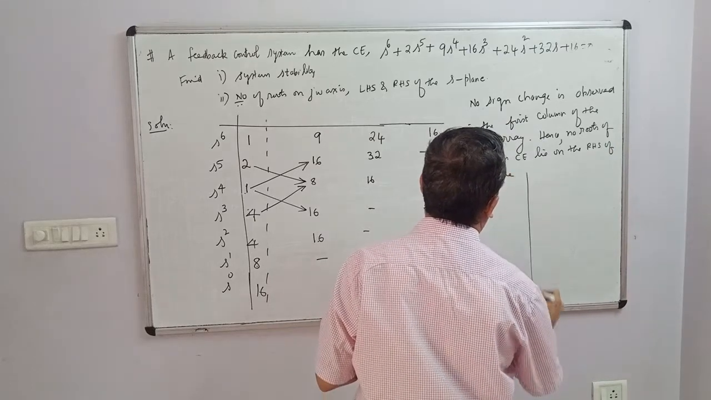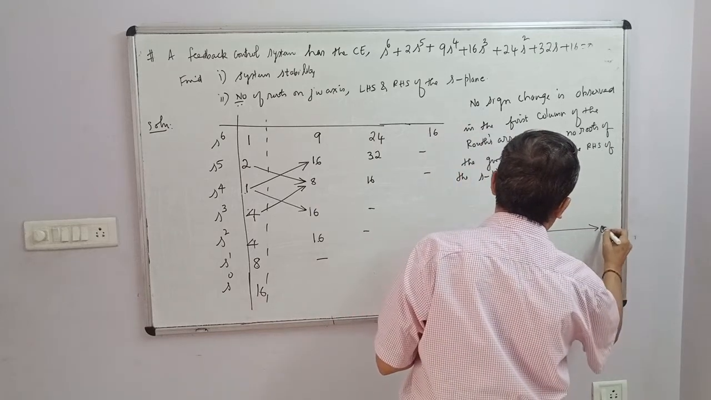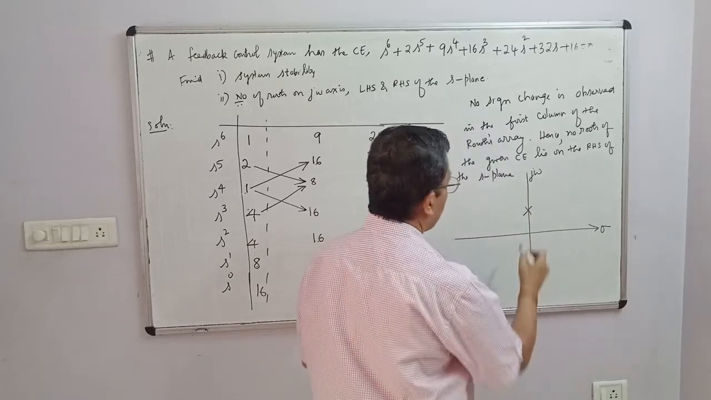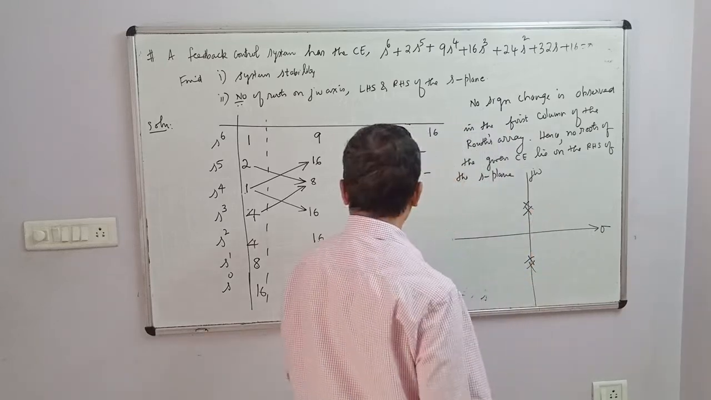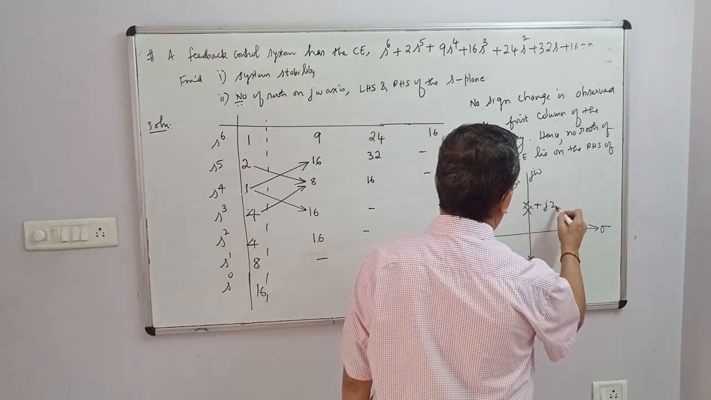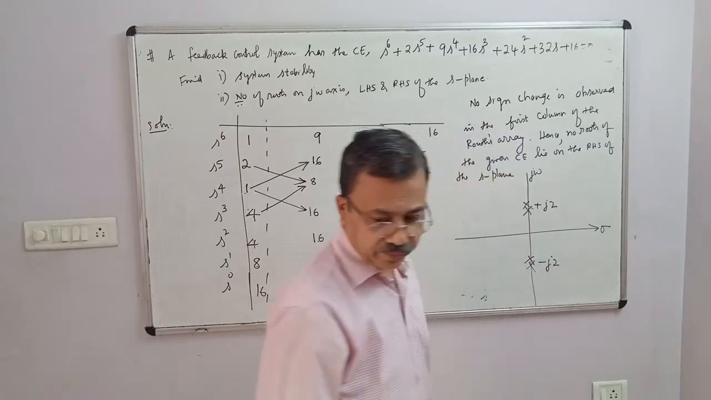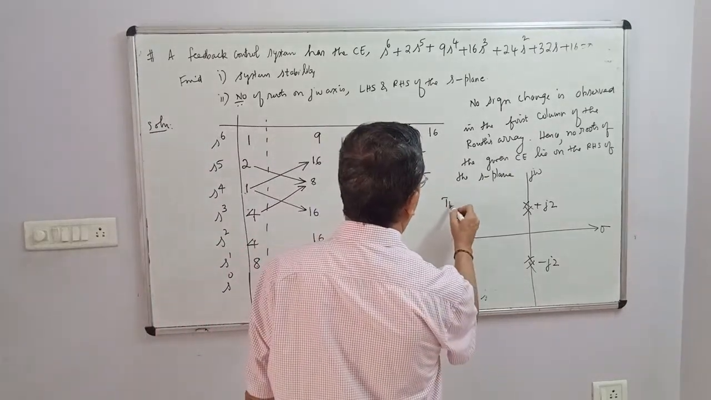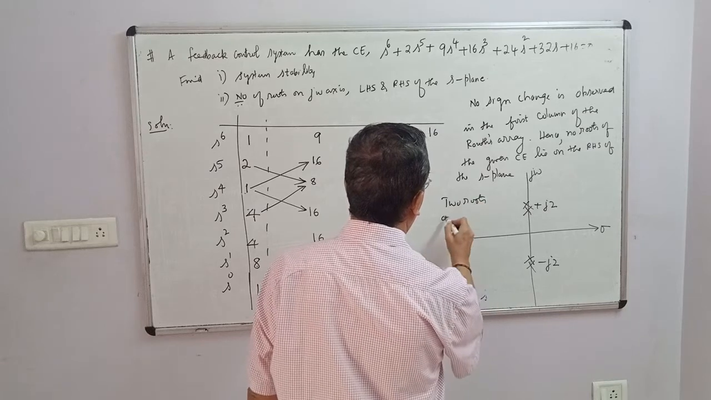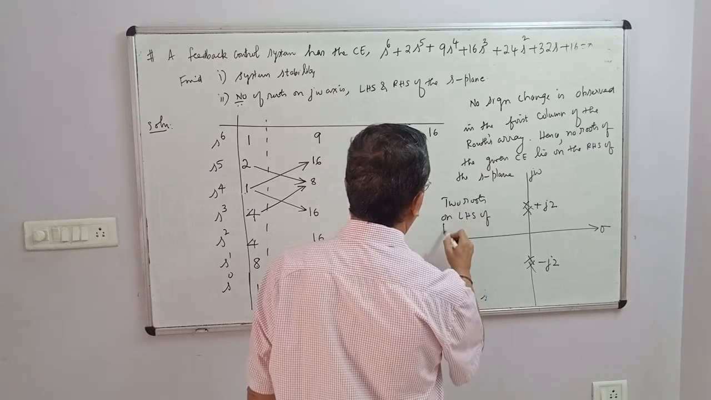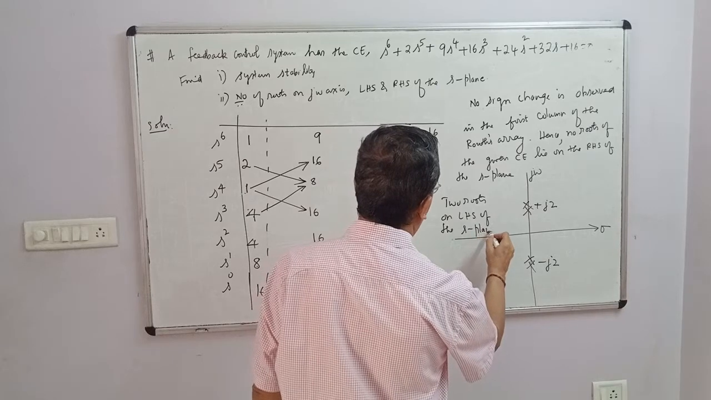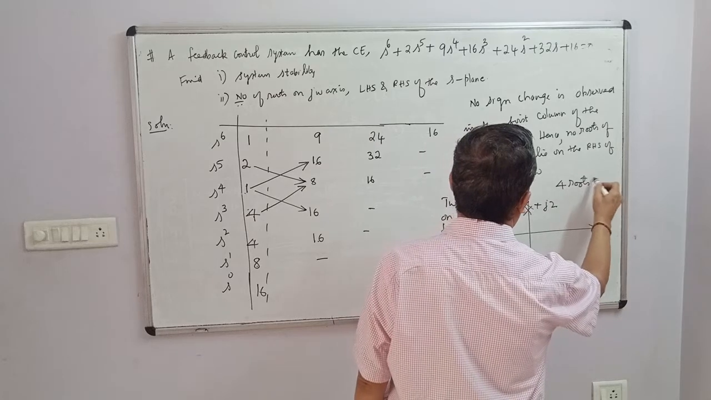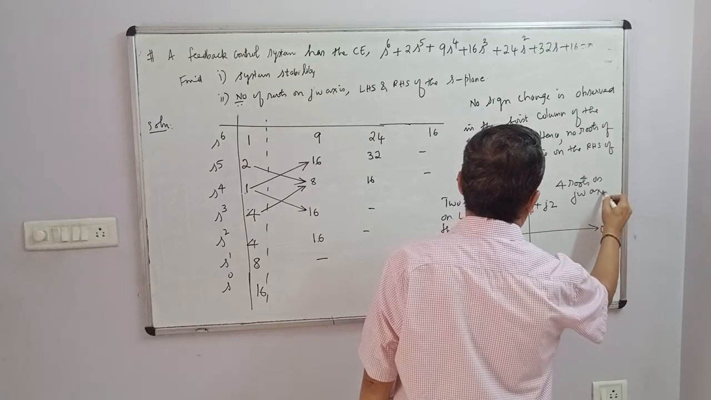Our situation is like this. S plane is a complex plane, with real axis sigma and imaginary axis j omega. There are 2 roots at plus j2, 2 roots at minus j2. 4 roots, correct? 2 roots on the left hand side of the S plane. Out of 6 roots, 2 roots are on the left hand side of the S plane, 4 roots on j omega axis.